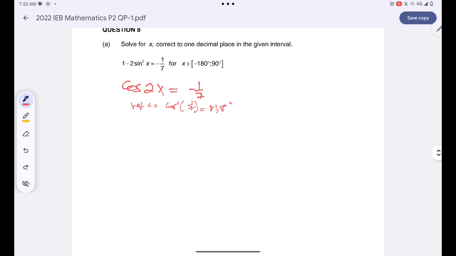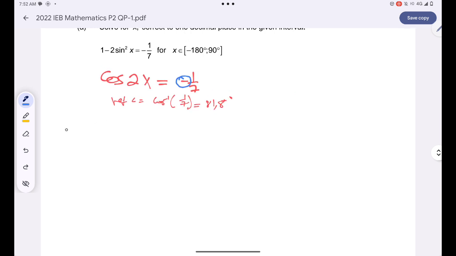My duty is to express my reference angle where cos is negative, because cos 2x is equal to a negative number. I know that cos is negative in both the second and the third quadrant. So how can I express my reference angle? In my second quadrant, I'll express it as 2x is equal to 180 minus the reference angle, which is 81.8, plus k 360, where k is an integer.